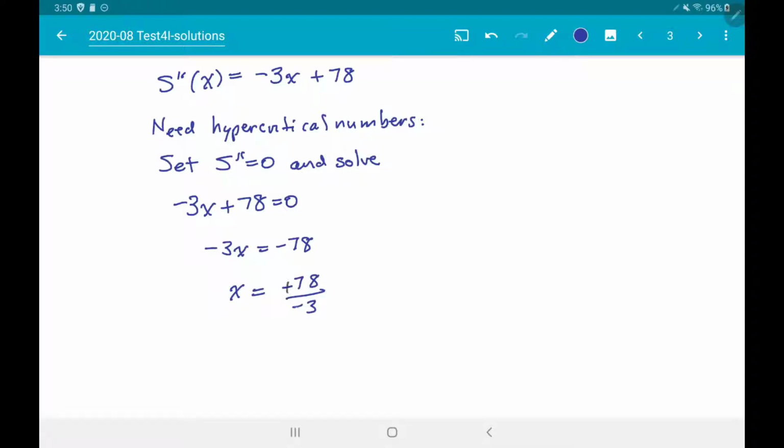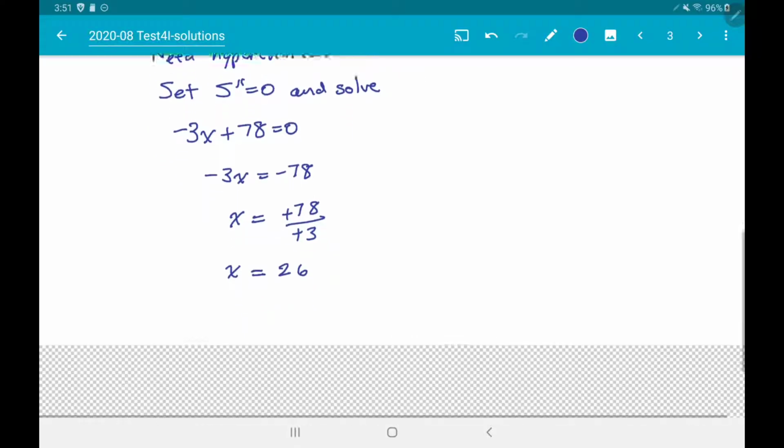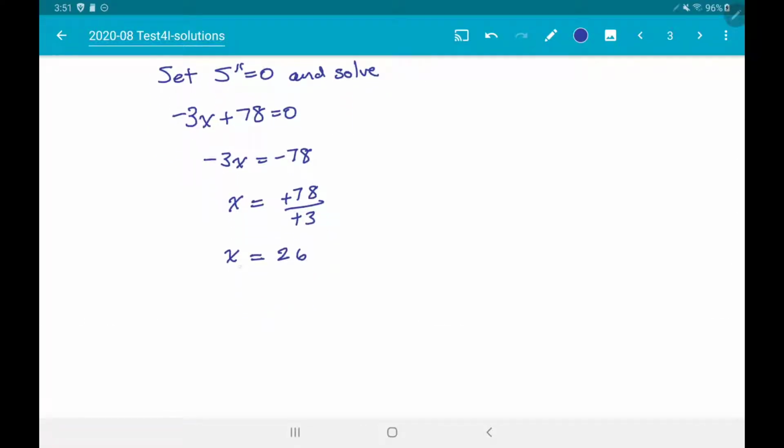And if you like, you can do a double negative simplification because negative divided by negative is positive. And then 78 divided by 3 is 26. Okay. So I'll just go ahead and say, so x sub d equals 26.